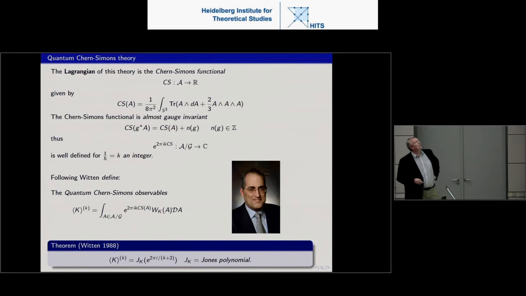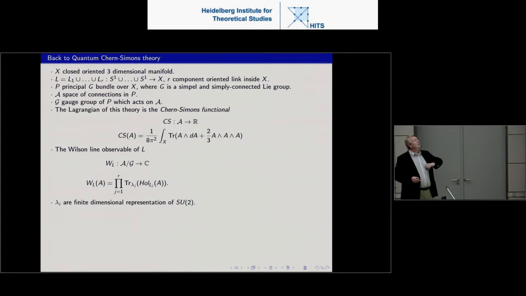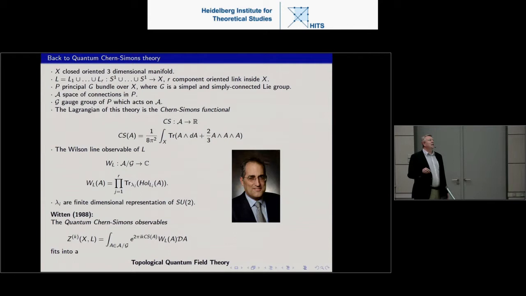So we go on. Now we simply say, okay, let's take any closed three-manifold. Let's look at any link inside it. Let's do exactly the same thing for any three-manifold with a link inside it. We can consider the Chern-Simons functional. We can consider these Wilson lines. We now have an arbitrary representation. This should have been G, I'm sorry, not SU2. And then we look at a very general situation, any three-manifold, any link inside it, and we consider exactly the same thing, but now in that situation. And Witten said, this will be a topological quantum field theory.